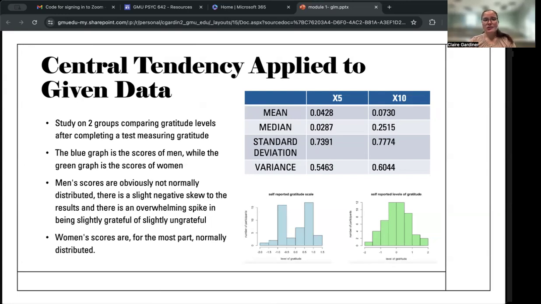But in the men's graph, there's obviously a slight negative skew. It's not normally distributed, and there's overwhelming spikes in the early negatives or the early positives. And then the graph here just talks about the mean, median, standard deviation, and the variance, which are all seen in the histograms as well, but it's sometimes helpful to see the actual numbers of it.